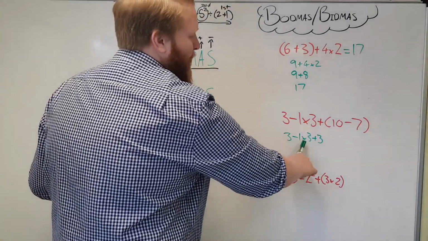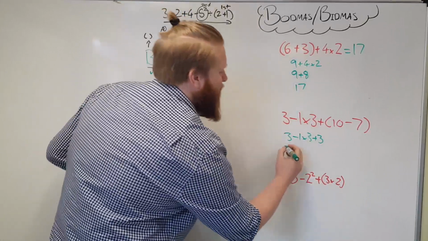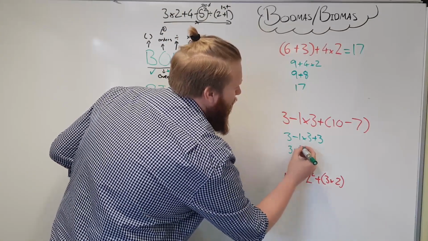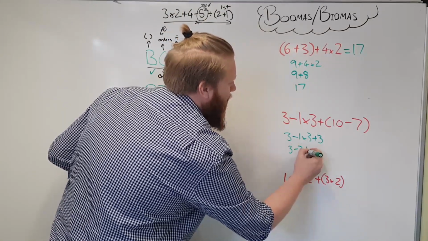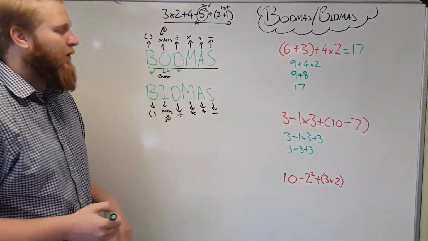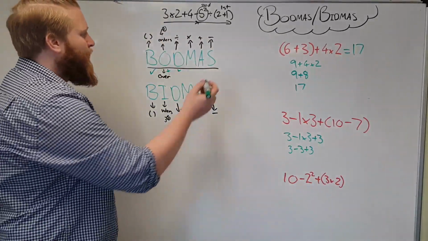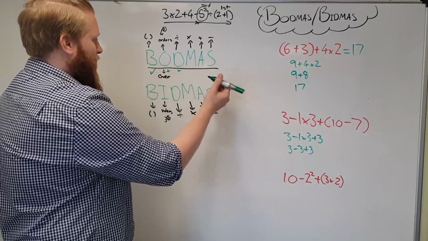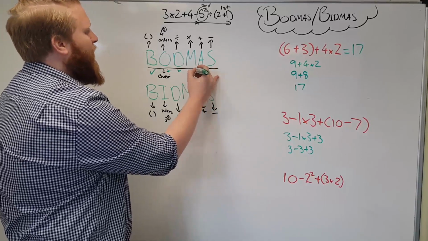Multiplication, I have this multiplication in the middle, 1 times 3. Okay, so I'll keep my other numbers the same. 1 times 3 is 3, plus 3. So a 3, take away 3 plus 3. Okay, so where are we at? Oh, we did our multiplication.